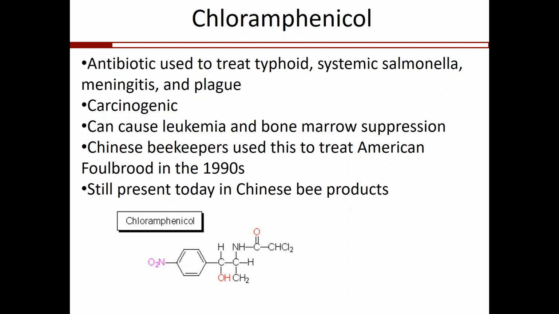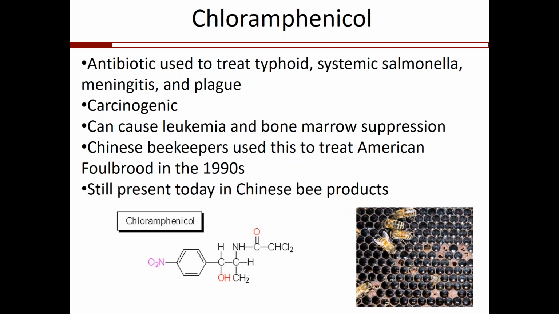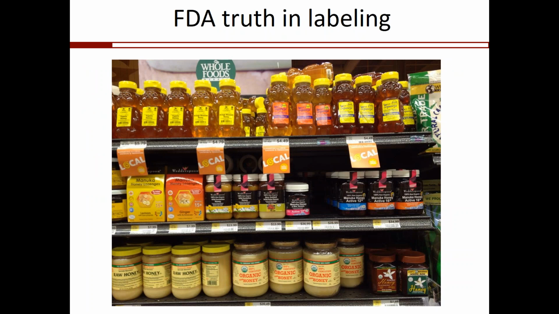And to this day, even though I'm not sure what the status of this is, this is still present in all Chinese products. You find it in Chinese honey. You find it in royal jelly and other bee products such as wax. So obviously there's a lot of concern here for imported honey, especially from China.